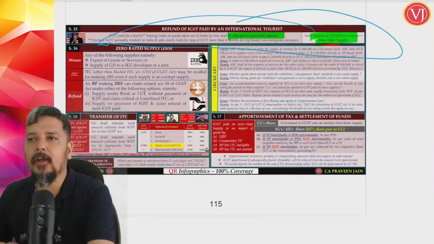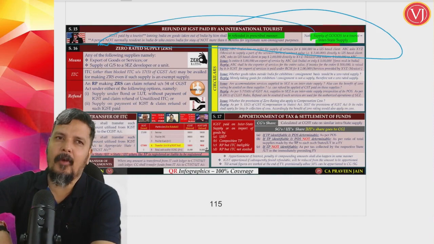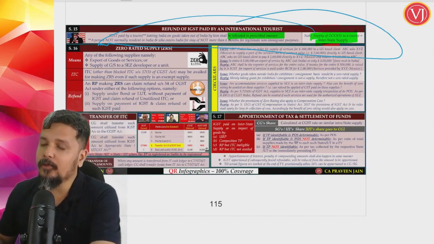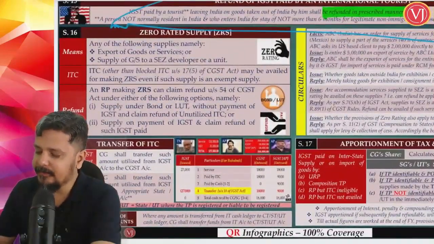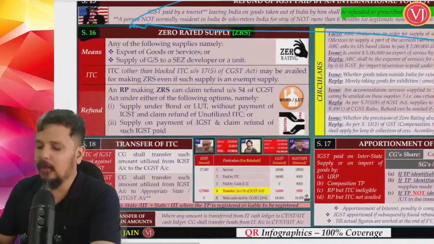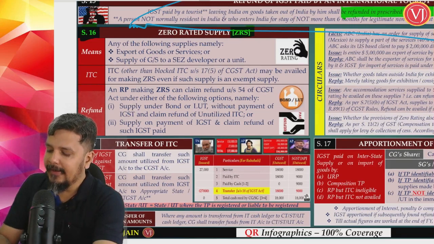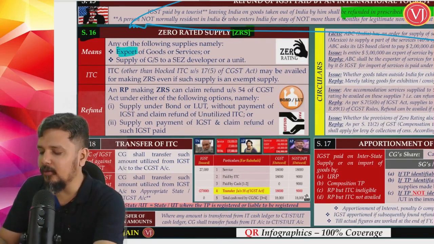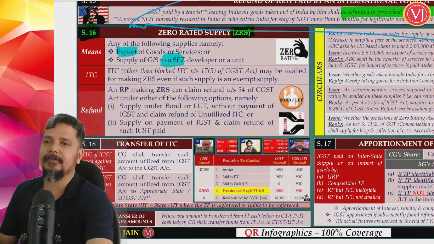So when you talk about other provisions of your IGST Act, we have already seen section 15, which is supply of goods to international tourists. Section 16 talks about zero rated supply. What is zero rated supply? We have already discussed in ITC that it means export of goods or services, or supply of goods or services to a special economic zone unit or developer of SEZ.